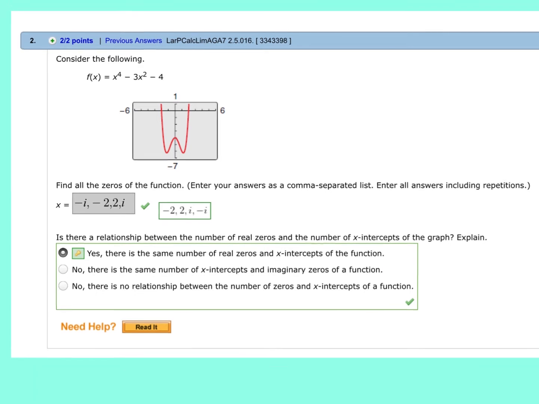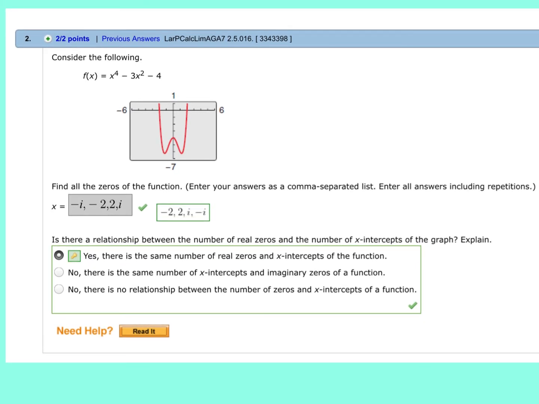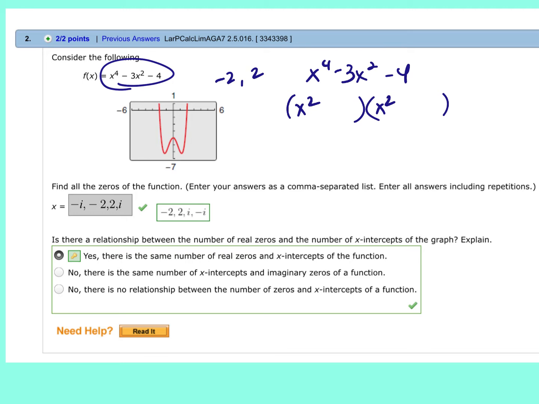So this one, it gave you the graph, right? It said, find all the zeros of the function. Okay, so basically what I'm getting from my graph are my real roots. If you look at that graph, there are 2 zeros there, one at negative 2 and one at positive 2. If I take this function, because the middle term is x squared, this is actually factorable. It'd be x squared minus 4 and x squared plus 1. And then the x squared minus 4 can get factored further into the difference of two squares.